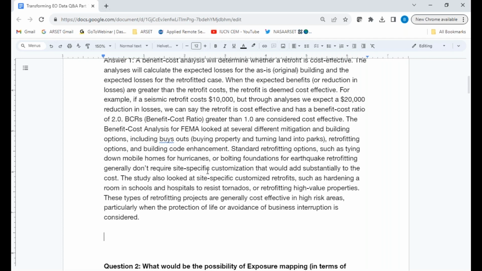adaptation for specific buildings, like trailer tie downs or retrofitting for earthquakes, but are fairly standard. So the customization does not add a lot of cost to the project. And then in some projects, they'll be highly customized. In those cases, those are usually cost effective in areas of high risk where you have life safety concerns, or a lot of benefit costs, business interruption concerns. So those are also included in the benefits of the BCA analysis Mike was talking about.